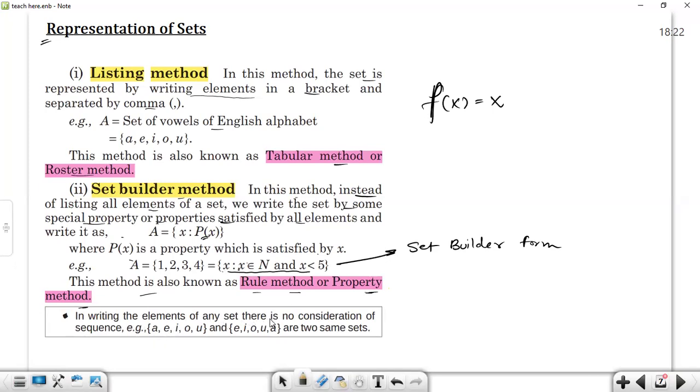In writing the elements of any set, there is no consideration of sequence. For example, {A, E, I, O, U} and {E, I, O, U, A} are the same set, because their elements are the same and there is no consideration of sequence. You can write them in any order.